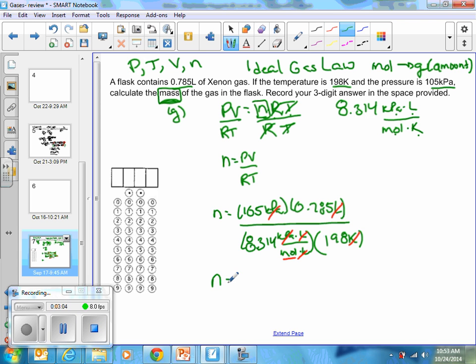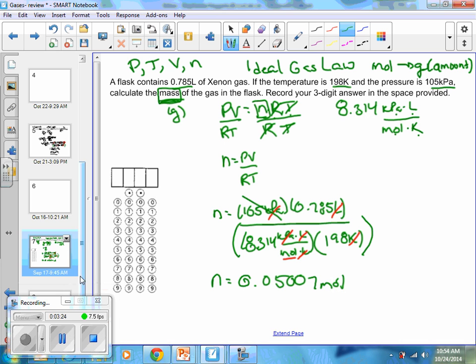So when we multiply this all out, when you're subbing that in, make sure that these two terms are in brackets in your calculator. I end up with an answer of 0.05007 moles. The answer asks for the mass, which is in grams, so I have to do a unit conversion. To convert these, I need a ratio that relates grams to moles. That ratio is the molar mass. The gas is xenon. Molar mass of xenon is 131.29 grams per mole. I just get that off the periodic table.